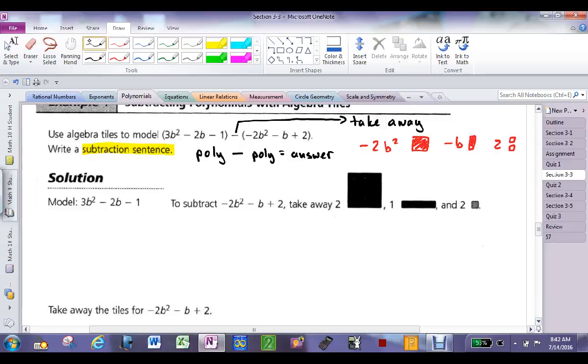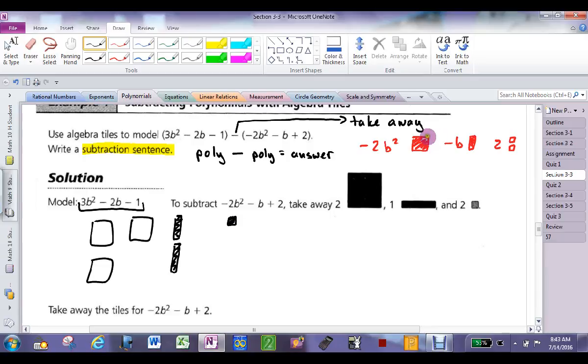All right? So we'll start with this. And guys, I'm actually going to draw it out. I'm not going to do the shortcut this time. Okay? There's a reason. I'm going to draw this guy out. I'm going to draw this guy in black. So 3b squareds means I need 3 big guys, yeah? Negative 2b means I need 2 bars, yeah? And negative 1 means I need 1 little guy. Yes? Everybody cool? All right.